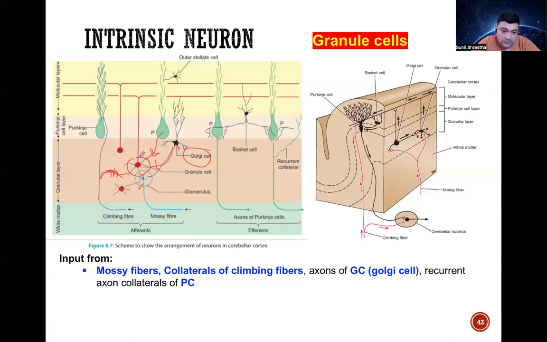If you remember, the glomerulus is the main input for the granule layer. If you see the output, the parallel fibers coming from here are the output fibers for the granule cell layer. Those fibers that are moving above here are all the output fibers of the granule cell layer.